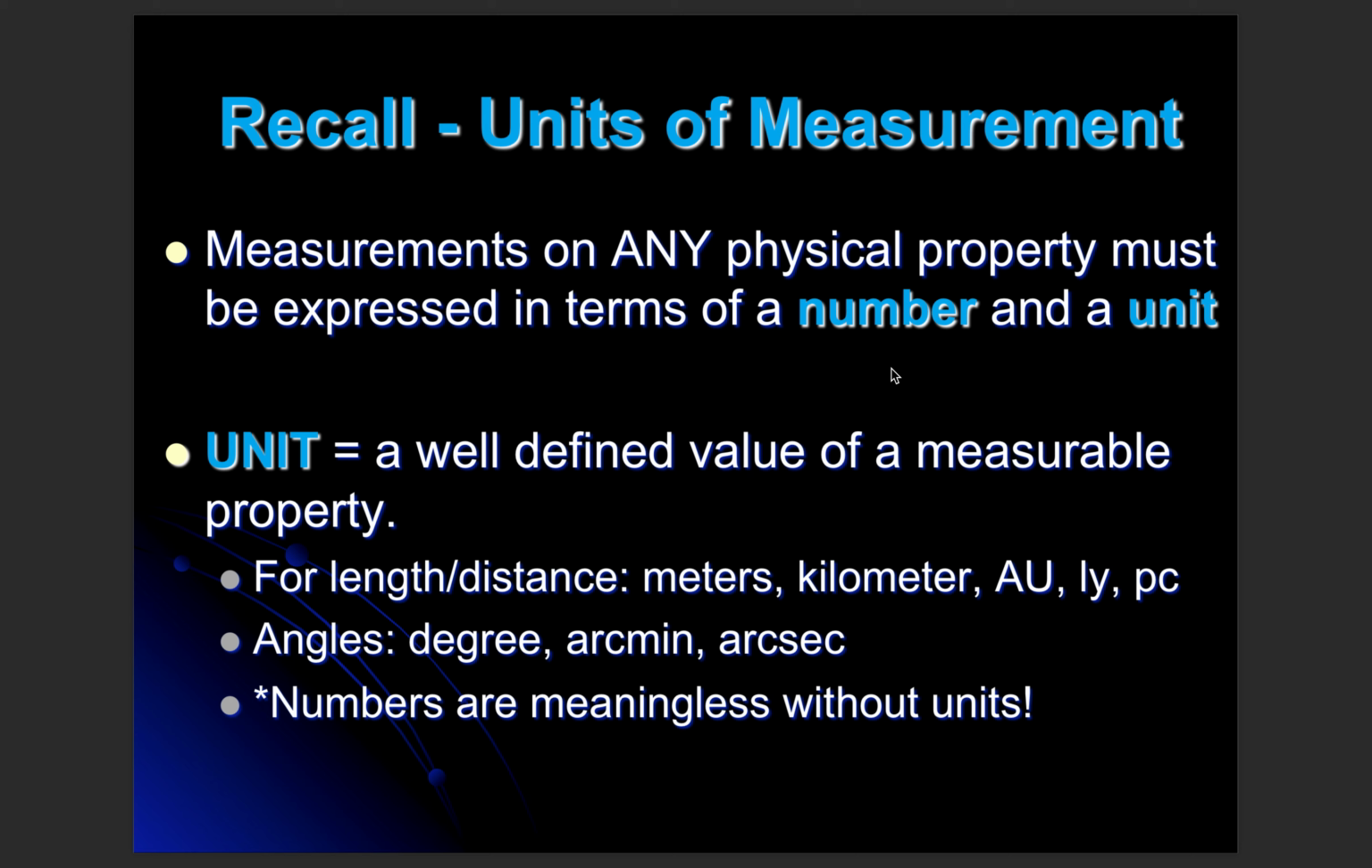So recall, whenever we talk about measurements in science, we have to think about the units. The measurement on any physical property must be expressed both in terms of a number and the unit. A unit is just the well-defined value of a measurable property. So we've been talking about meters, kilometers, astronomical units, light years, and parsecs, right? Now we've added angular degrees, like degrees, arc seconds, and arc minutes. Without a unit, numbers are really meaningless. Because if I said, oh look, the moon is 5. Well, 5 what? 5 degrees? 5 arc seconds? Right? Units mean everything. So you always want to add units to your measurements.